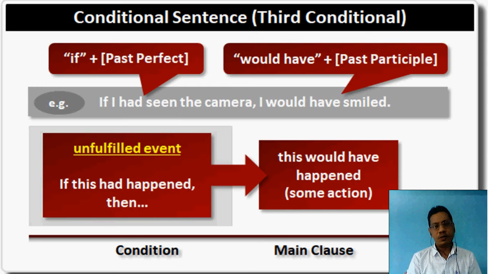Then let us proceed to the third type of conditionals. Here, if plus past perfect is followed by would have and the past participle form of the main verb. For example, if I had seen the camera, I would have smiled. Here it's an unfulfilled event. If this had happened, then this would have happened. It's some action in the main clause.